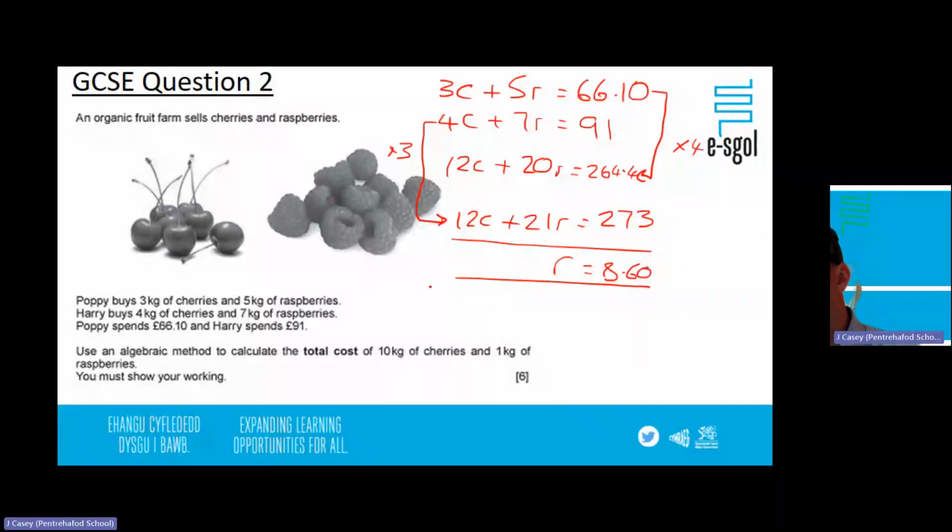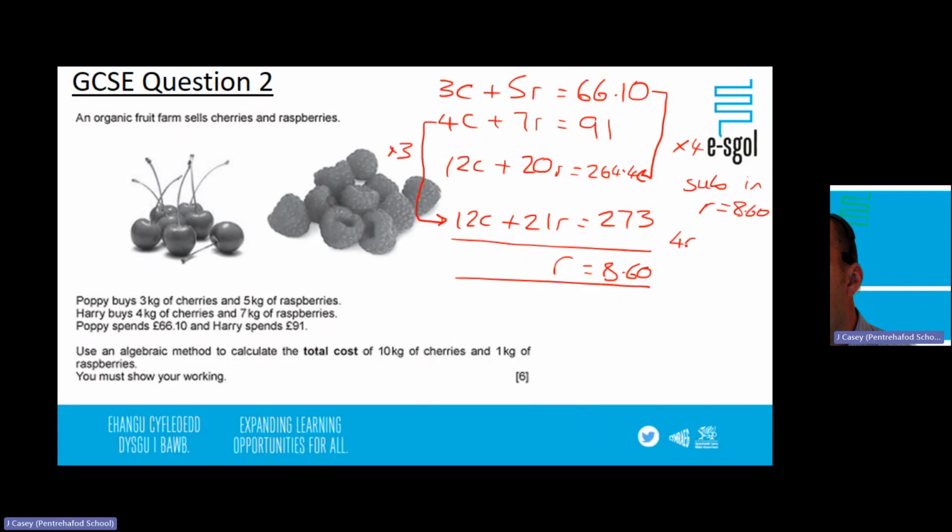Okay. Now, I really haven't got much space to solve the rest of this. I am going to try and sub in. So I'm going to squeeze my little sub in at the side here. Sub in R equals £8.60. So I'm going to take the 4C equation, I think this one here, the £91 equation.